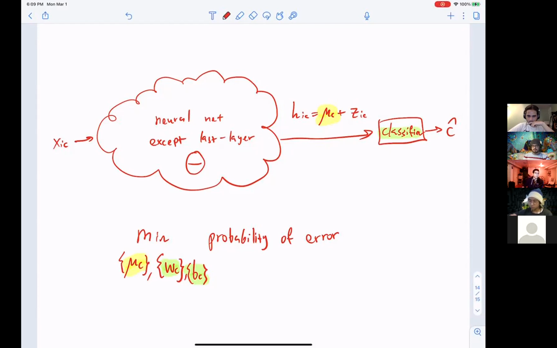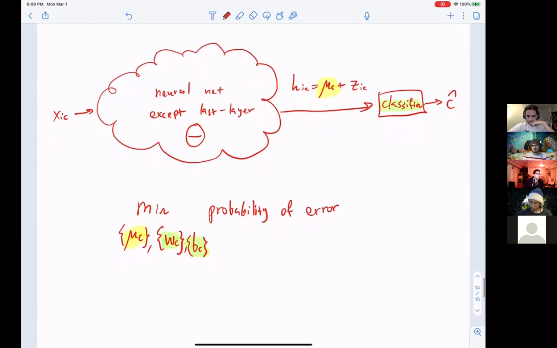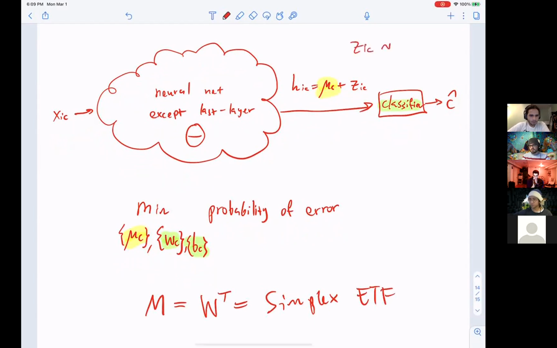Yeah, and so the point is that if you optimize this, you can prove that the optimal means and the optimal classifier transpose are equal to a simplex ETF. There's two settings you might consider. You might consider the setting where Z_iC is normally distributed with a vanishing variance, or you might assume that the Z_iC are L2 norm bounded, which is adversarial robustness.